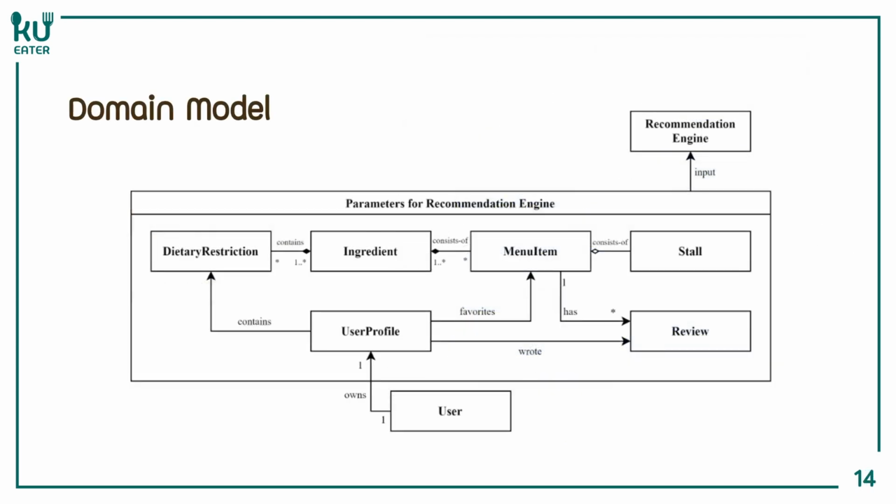And for the domain model here, we have things that are going to be parameters for our recommendation engine, which is a menu item, of course. Inside, we have ingredients, and there are going to be some dietary restrictions bound with the ingredients. So we can customize that to our liking.